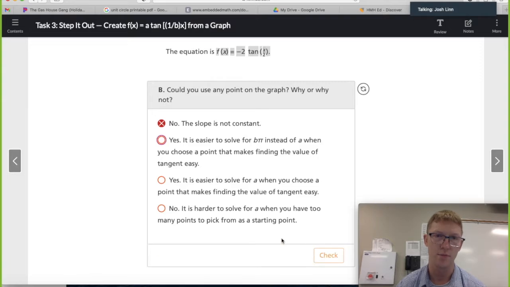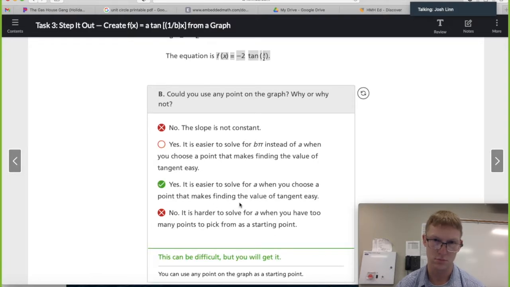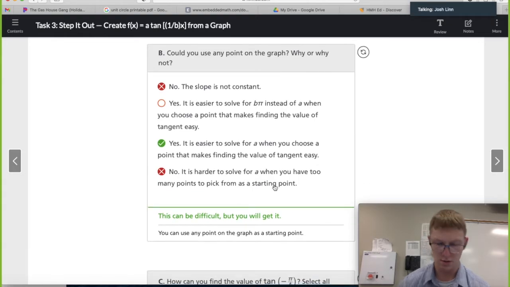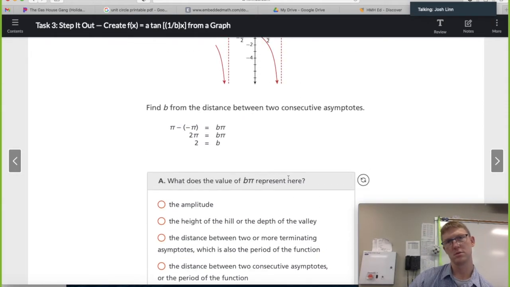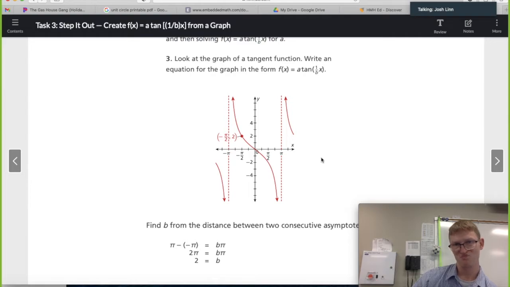No, okay, fine. No, solve for a is when you have 2. Really? Okay, now I'm curious. Can I use 0, 0? We're going to try it real quick.